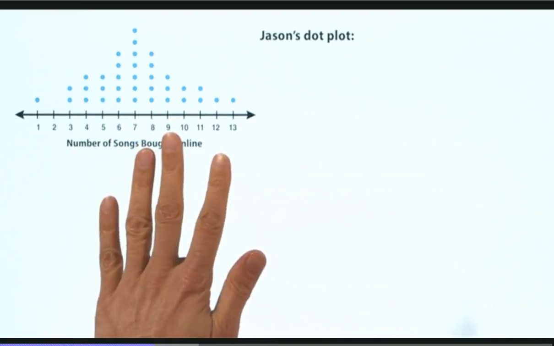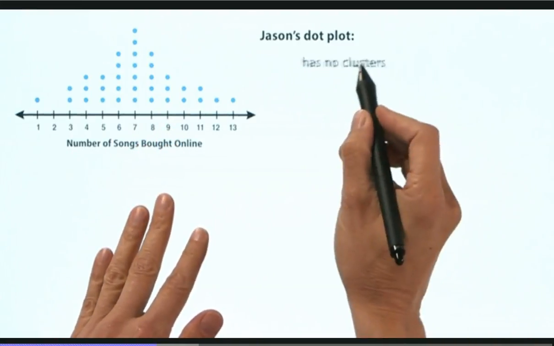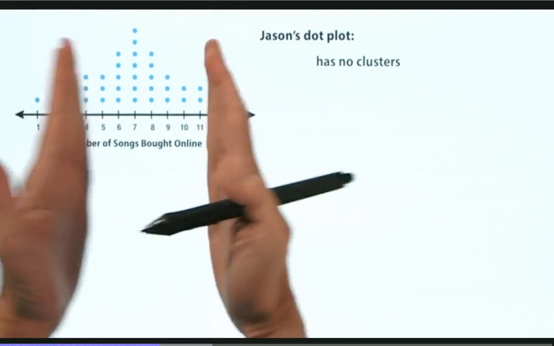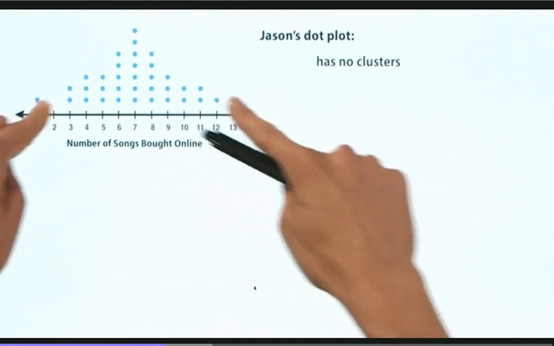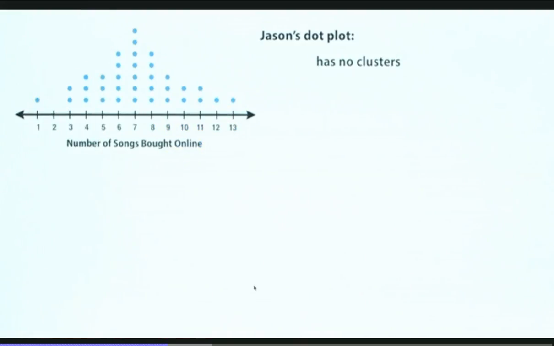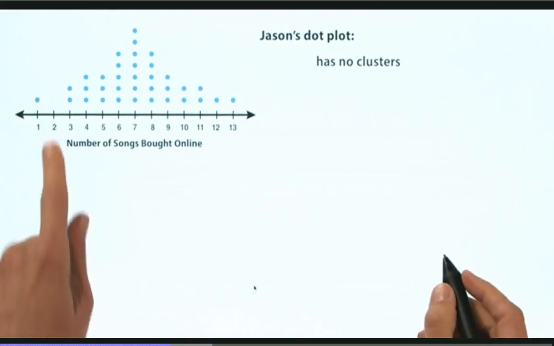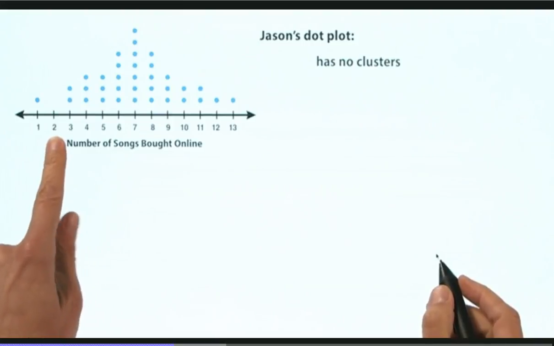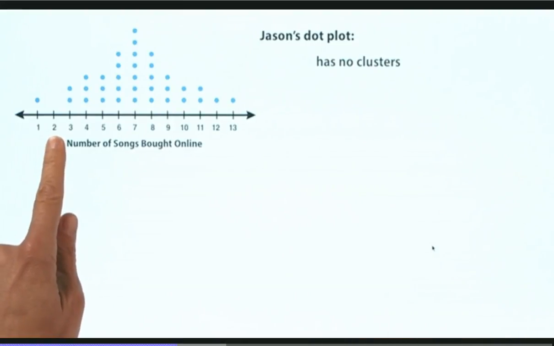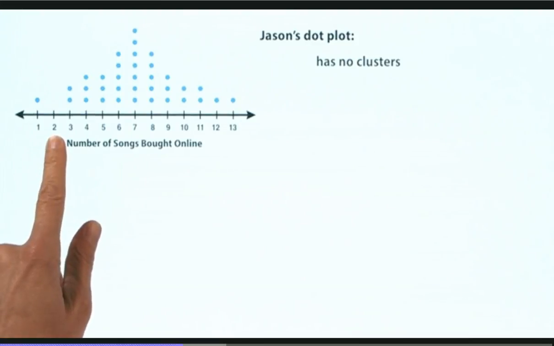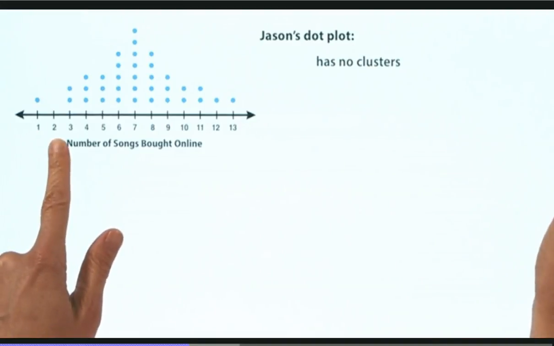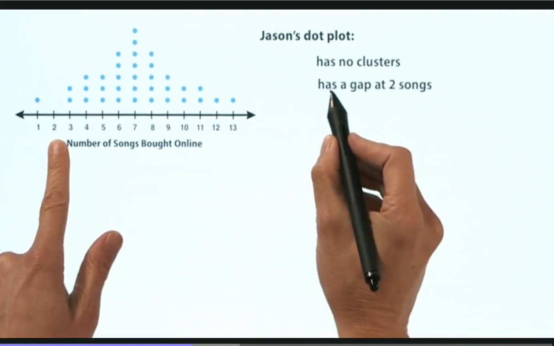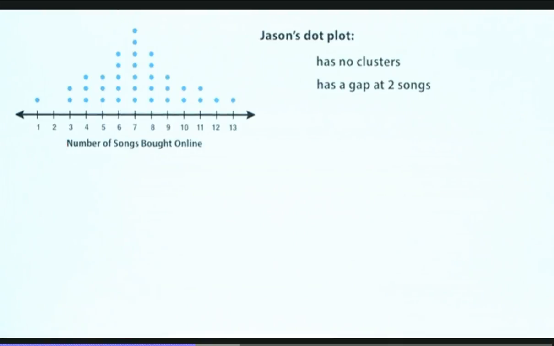The first thing we see is it has no clusters. No clusters, meaning they're not all clustered together next to one or two values. They're just spread out. There's a spread here, so there's no clustering. Now, notice that it has a little gap here at 2, meaning that no students at all purchased exactly 2 songs online. They purchased 1, and they purchased more than 1, but not 2. So we call this a gap. There's a gap at 2 songs.